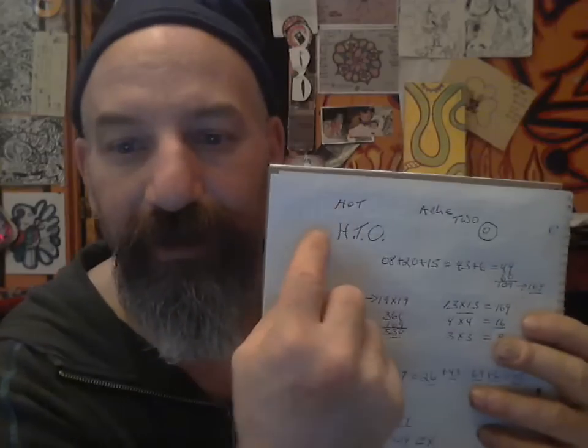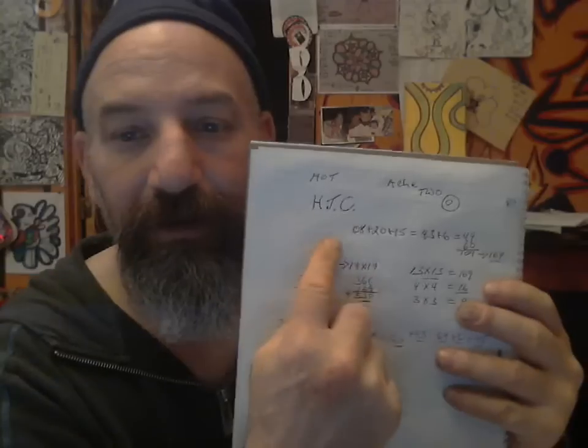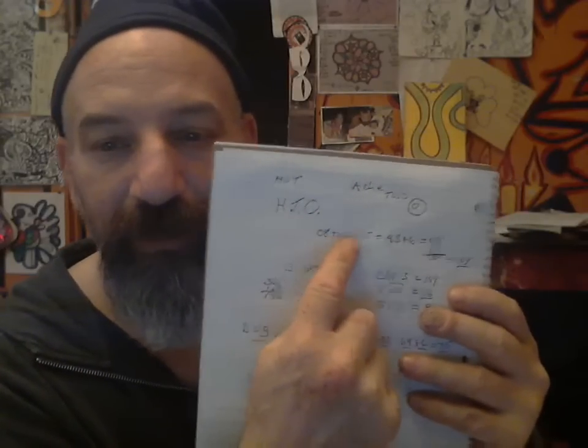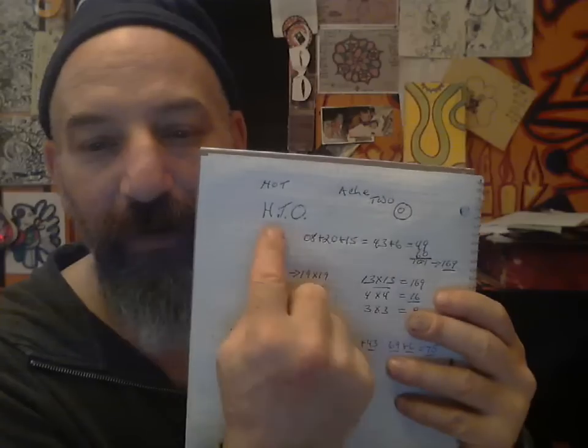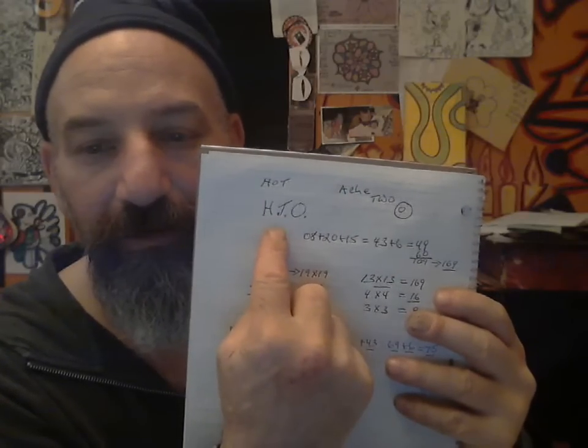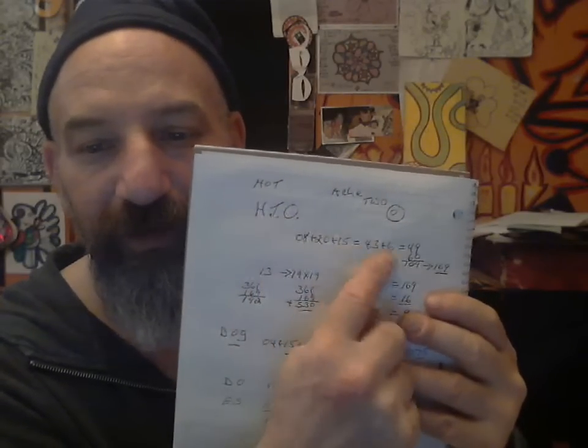Next thing I want to talk about is H2O. H2O is hot. HTO. 0, 8, 20, and 15. 43, the DC power, is hot. 43 plus 6 equals 49.